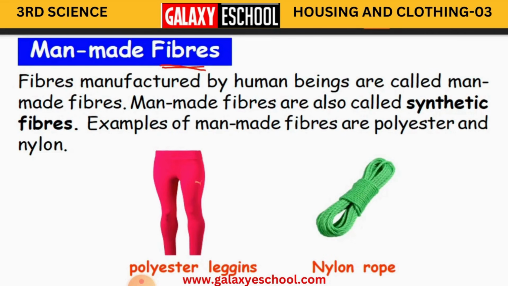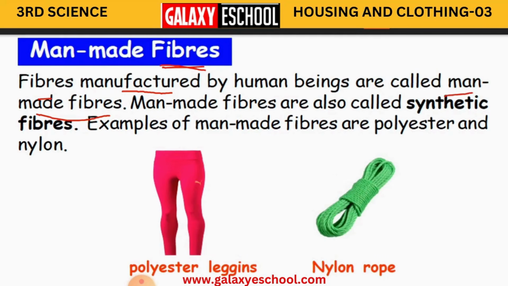Fibers manufactured by human beings are called man-made fibers. So how are these fibers manufactured? By human beings, by man. So we are making the fibers. They have not come from nature. They are not from a plant, they are not from an animal. We are manufacturing them, so that is why we call these fibers man-made fibers.